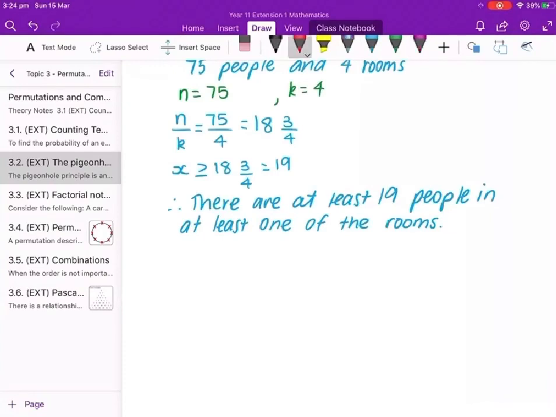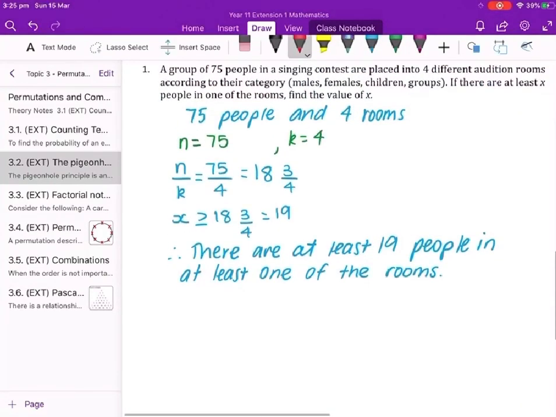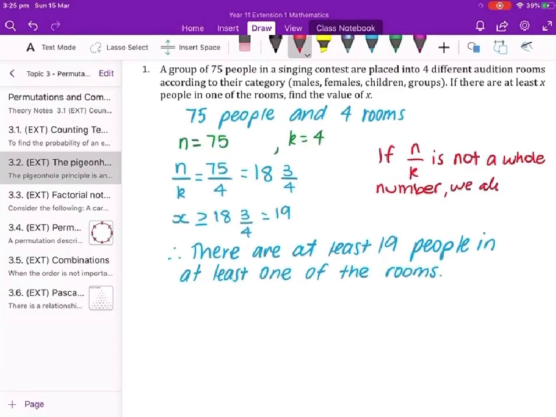So that is the pigeonhole principle, but we just need to note over here, if n on k is not a whole number, we always round up.